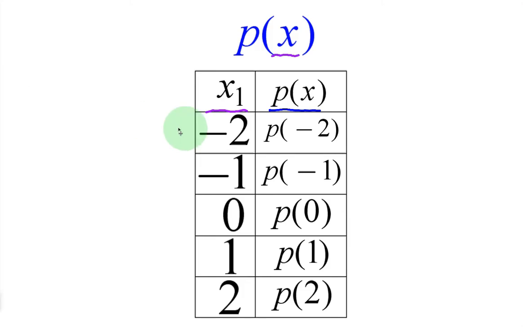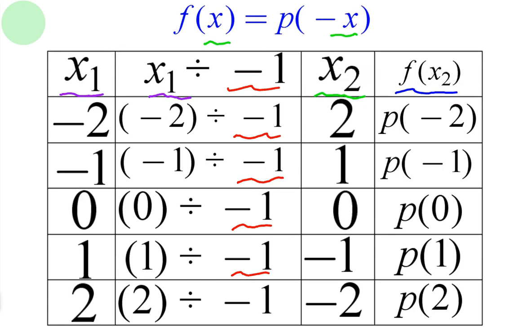So in general, how would you chart this? Well, here's our parent function. We're going to just stick with the normal x values for our parent function: negative 2, negative 1, 0, 1, 2. We know our y values will be p of negative 2, p of negative 1, p of 0, p of 1, and p of 2 in general.